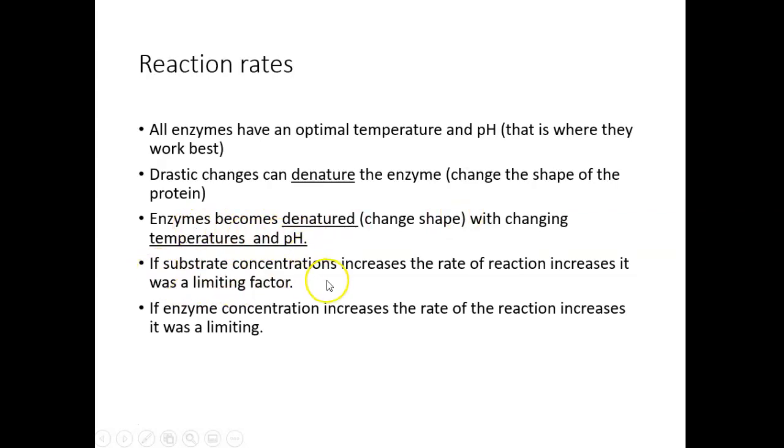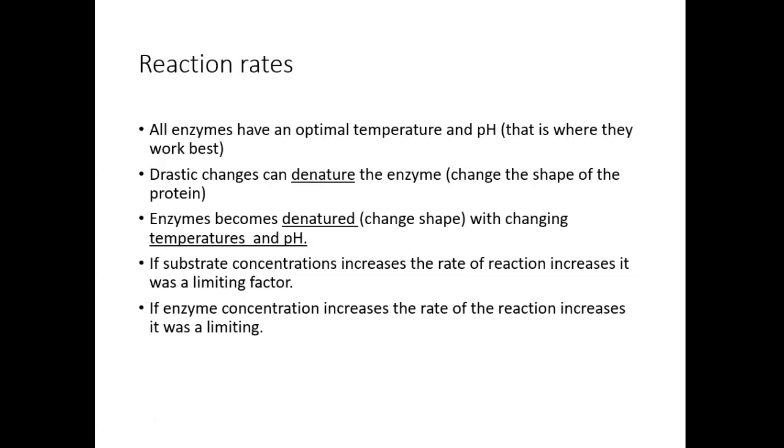So if the substrate concentration increases, the rate of reaction increases, if it was a limiting factor. There are other things that actually influence the reaction rate, and that is substrate concentration. That's what we're talking about with this bullet point here. I kind of just jumped into that really quick. So if the substrate concentration goes up, that means you have lots of stuff for the enzyme to work on, the rate of the reaction is going to increase if it was a limiting factor.